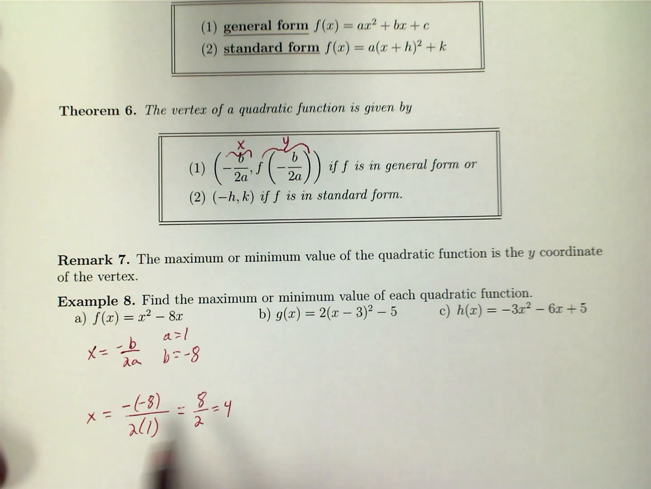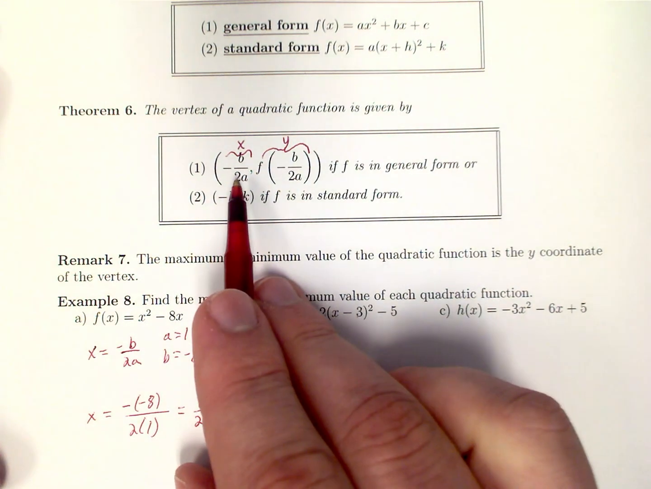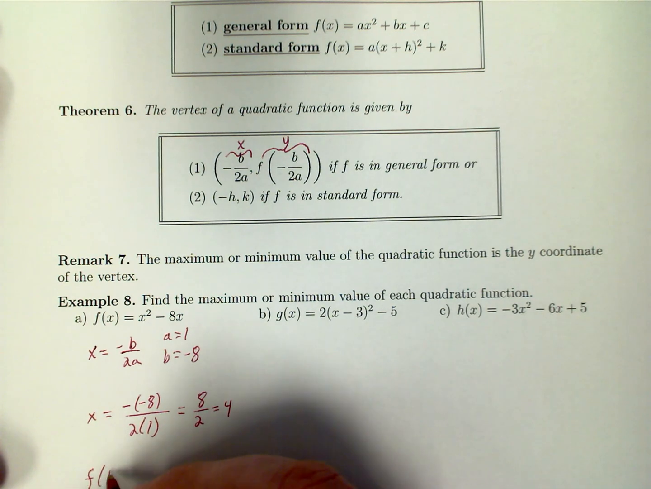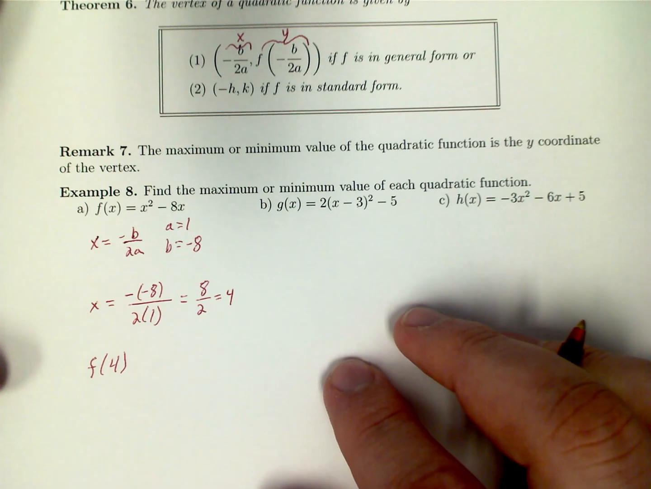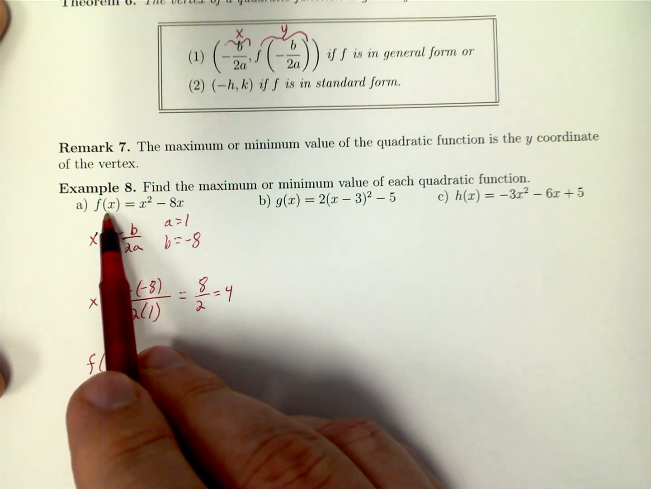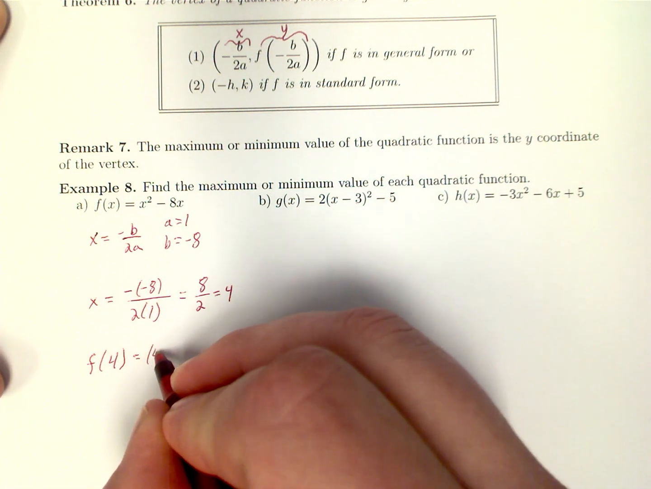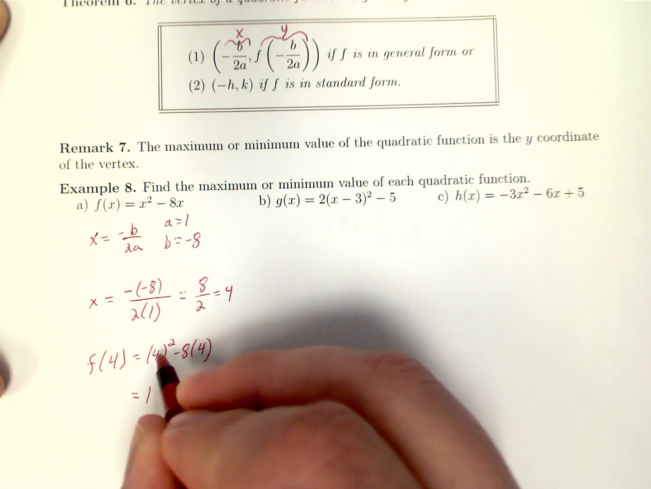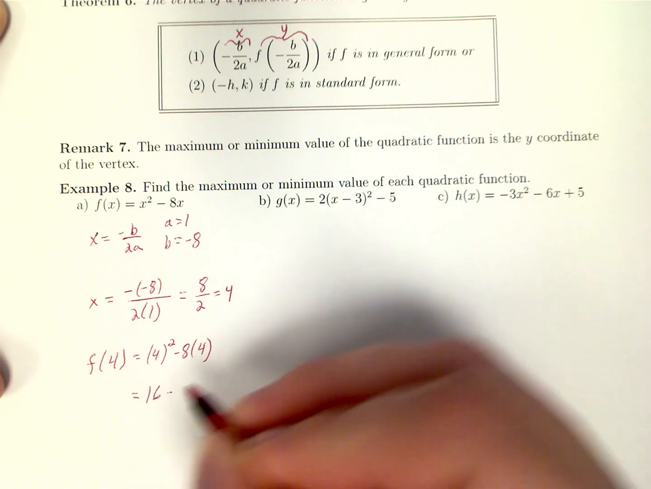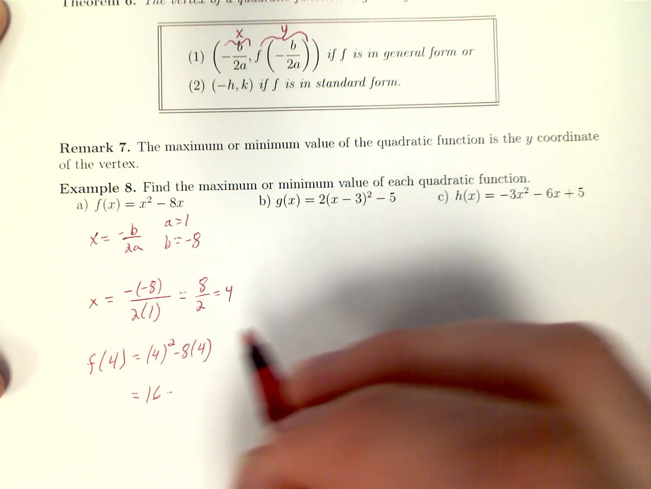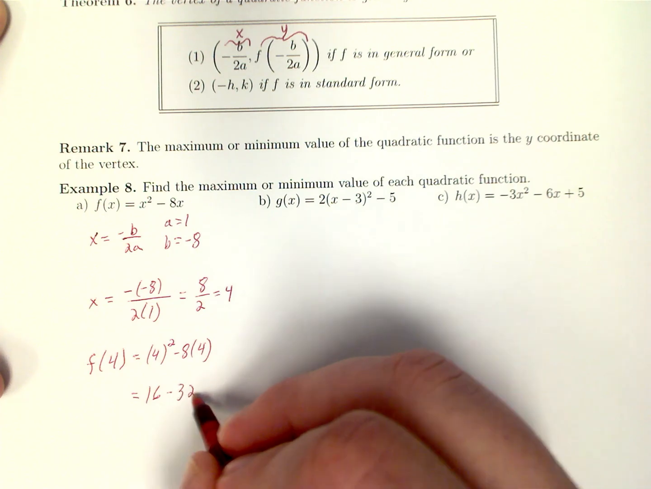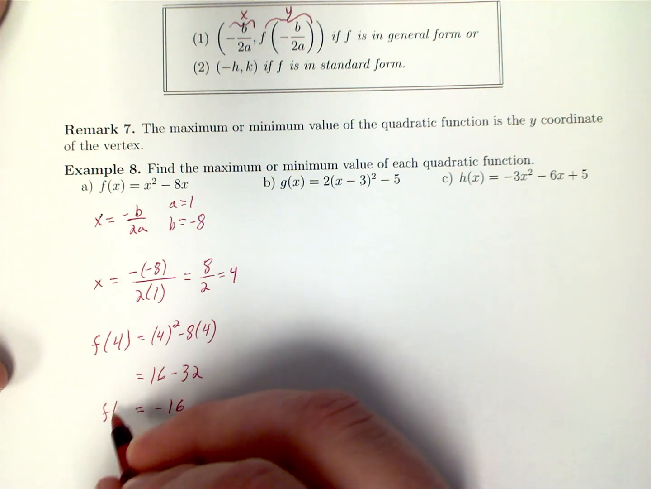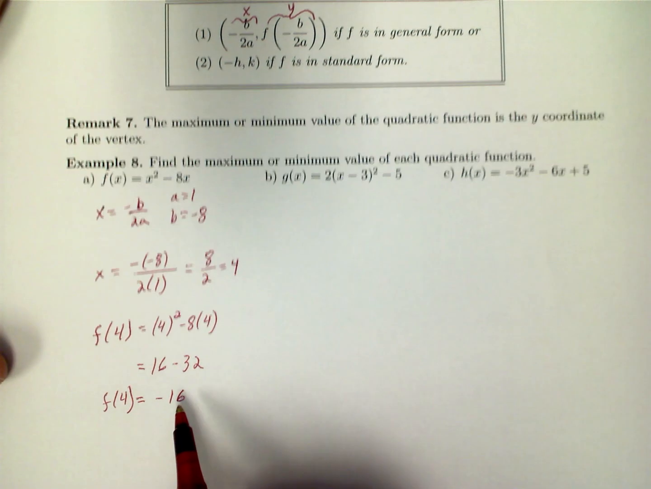Then we can just take this number, so now we have a value for our x. Again, a vertex is a point, so it requires an x and a y. We take that and we plug it back in. So we take 4 and plug it back into the original function: 4 squared minus 8 times 4. 4 squared is 16. Minus 8 times 4 is 32. 16 minus 32 is negative 16. So we plugged in 4, got out negative 16.